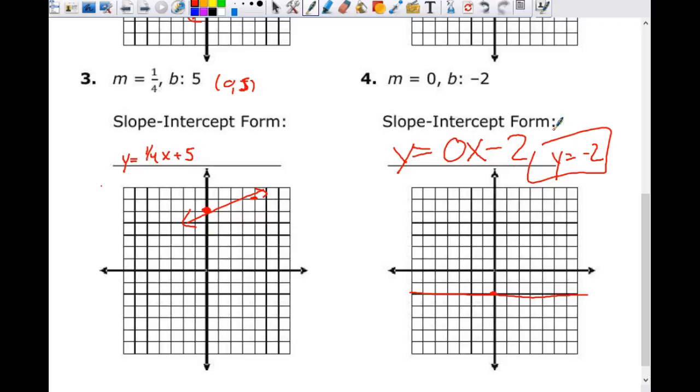I noticed there's something wrong with it. It doesn't have the arrows. Good job. Yeah, lines need arrows.